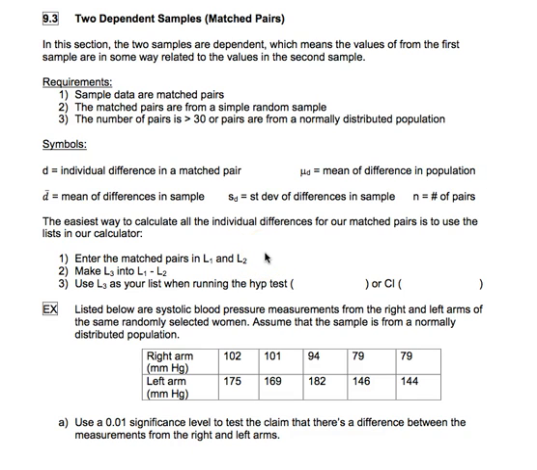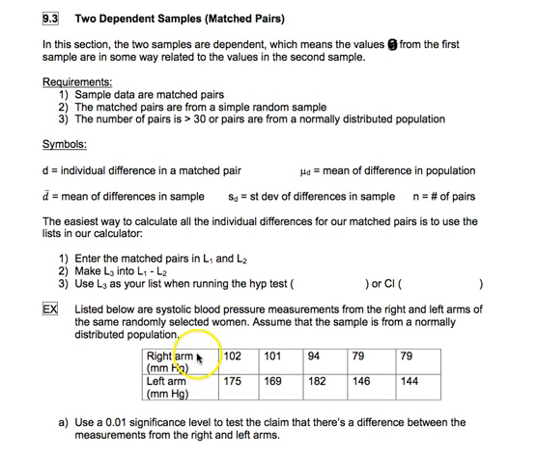All right, so in this lesson, which is our last lesson, we are talking about two dependent samples, which means we have what are called matched pairs. So in everything in this section, the two samples that we have are dependent, which means that the values from the first sample are in some way related to the values in the second sample.